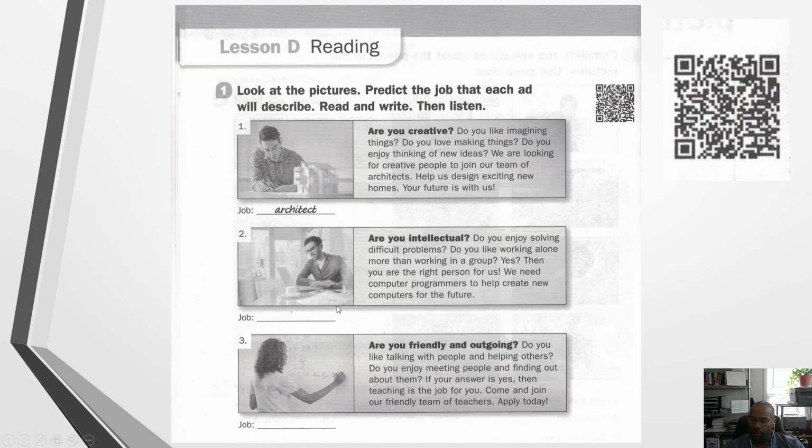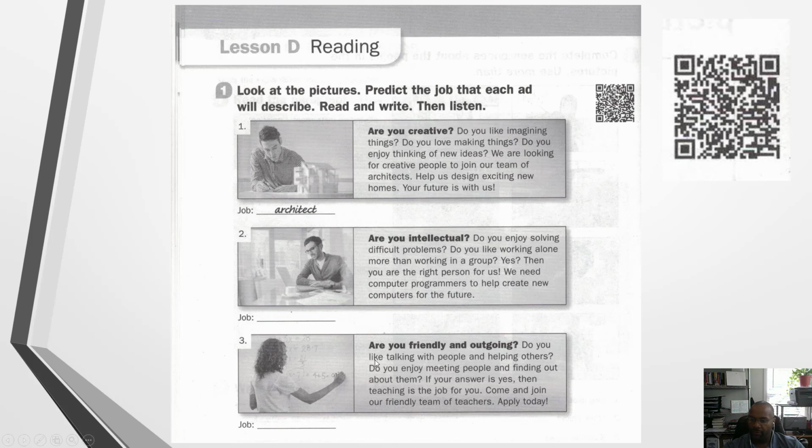Number 2. Are you intellectual? Do you enjoy solving difficult problems? Do you like working alone more than working in a group? Yes? Then you are the right person for us. We need computer programmers to help create new computers for the future. Here I put the job as computer programmers or computer programmer. That would be job, right? Not jobs. So the singular would be computer programmer.